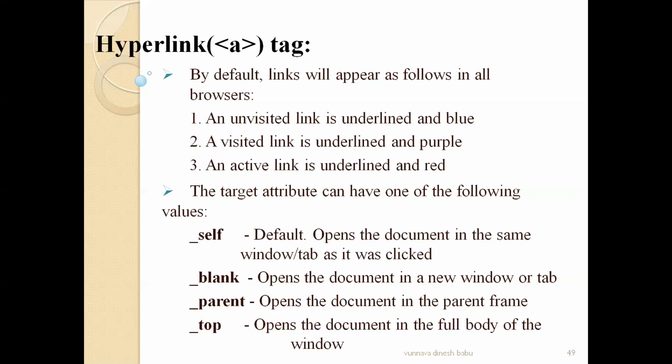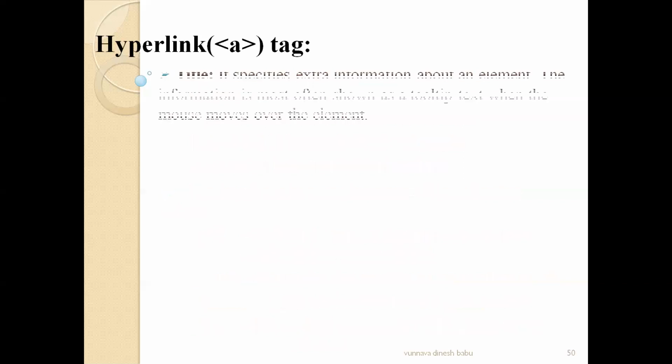If the link is underlined and in blue color, it means the link was never visited. If the link is underlined and in purple color, it means the link was already visited. If the link is in red color with underline, it means the link is active. So this is what we have seen in the last class.